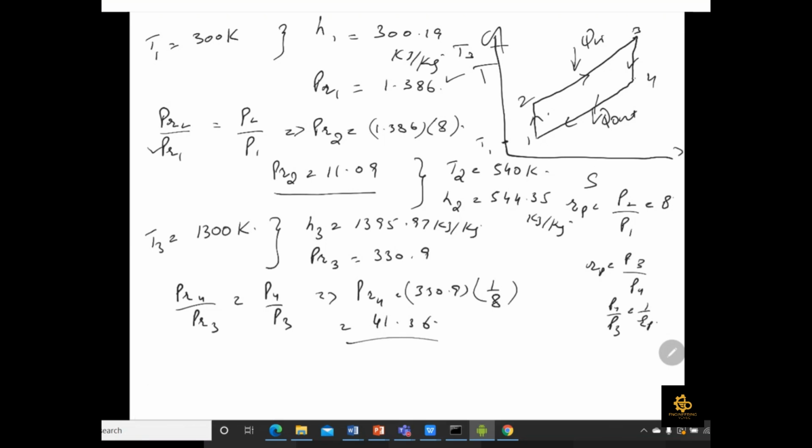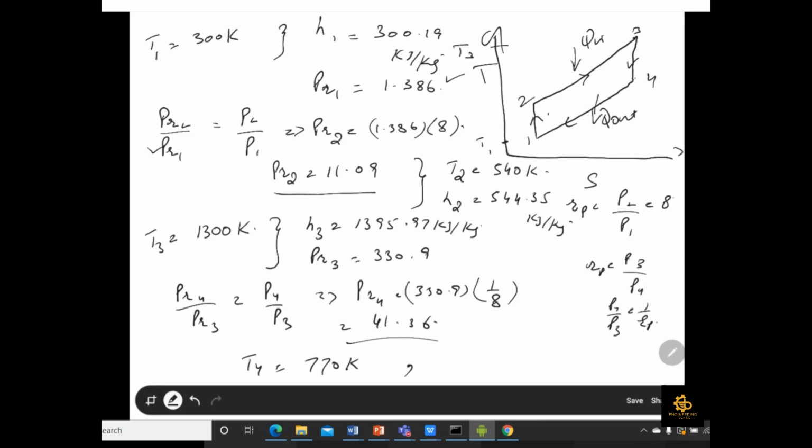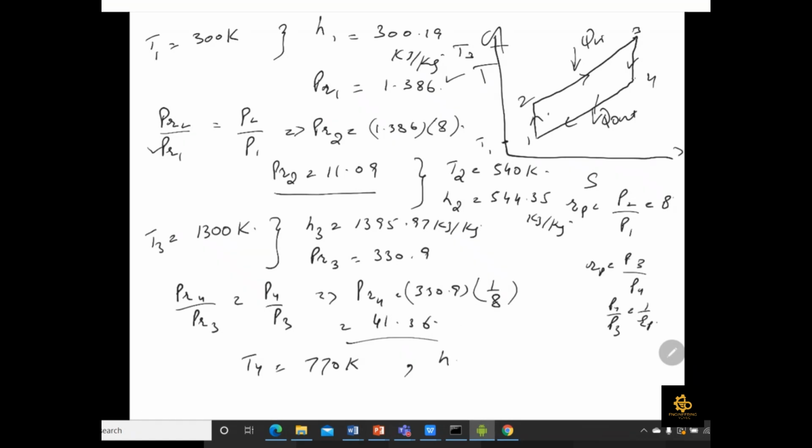By using this PR4 value, we can go through thermodynamic table A17 again and apply interpolation by using this reference value. We will find the value of T4 from the first interpolation equal to 770 Kelvin. Then we also have to apply a second interpolation because we need the value of enthalpy. So H4 is equal to 789.37 kilojoule per kg.